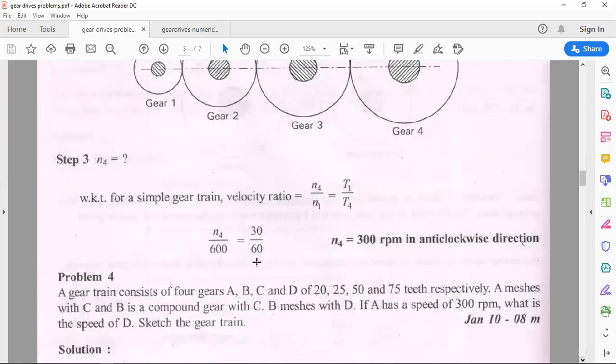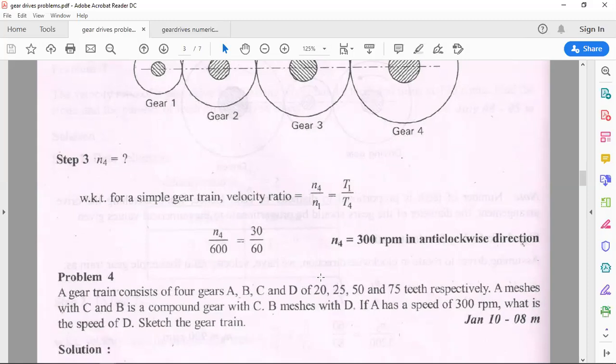Next we'll go to the next problem. In this, he has mentioned that a gear train consists of 4 gears, A, B, C, and D, of which the number of teeth is given on each gear. That is, the number of teeth on gear A is 20, on gear B is 25, on gear C is 50, and on gear D is 75.